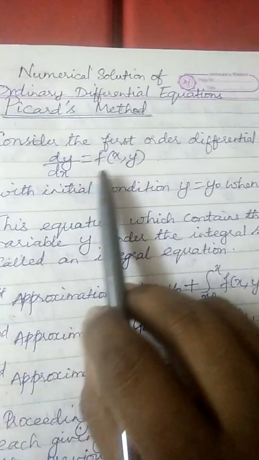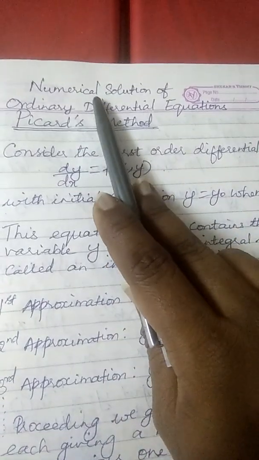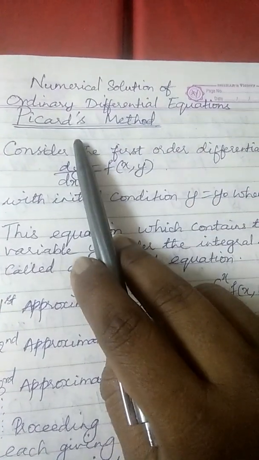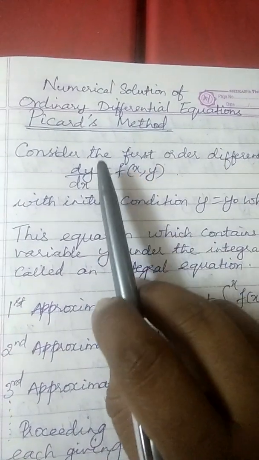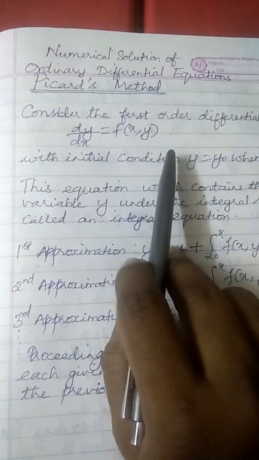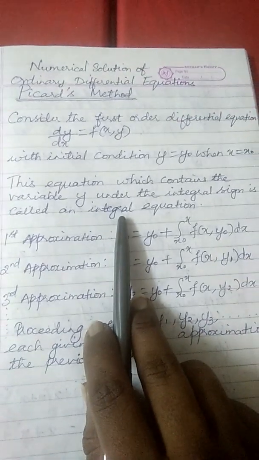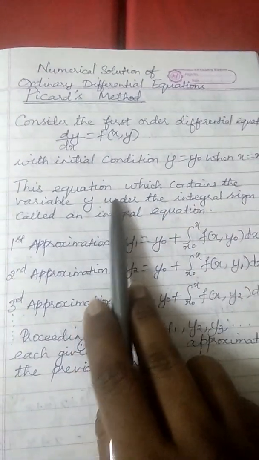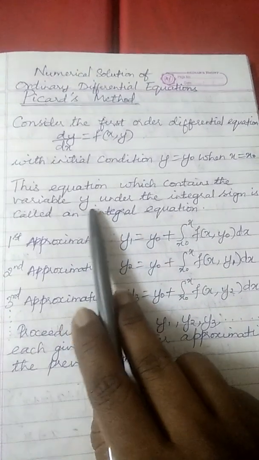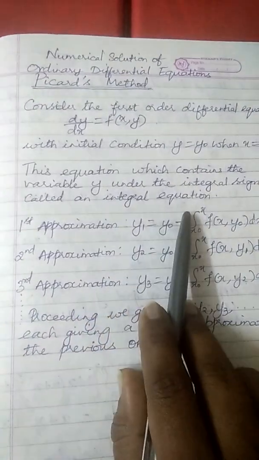Now there are three methods to solve first order differential equations. Three numerical solutions of ODE can be obtained by Picard's method, Taylor series method and Runge-Kutta method. Now coming to Picard's method, with the first order differential equation dy by dx equal to f of x, y with initial condition y equal to y naught when x equal to x naught, we see that this equation which contains the variable y under the integral sign is called an integral equation.